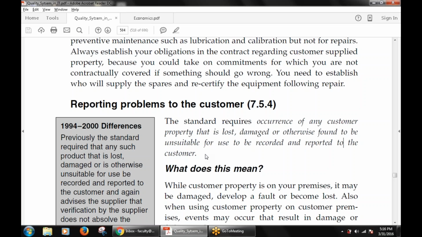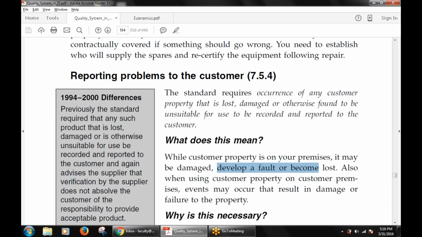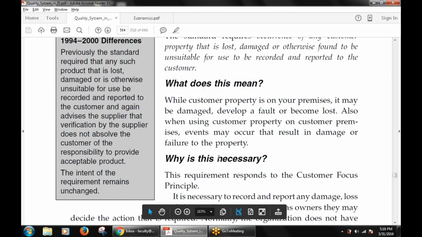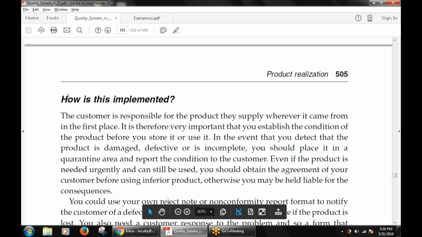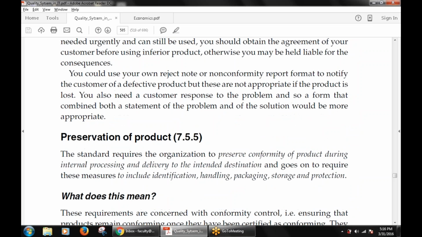What does this mean? So while the customer property is on your premises, it may be damaged, develop a fault, or become a loss. Why is it necessary? That responds to the customer focus principle. How is it implemented? So the customer is responsible for the product they supply wherever it came from in the first place. It is therefore very important that you can establish the condition of the product before you store it for your use. That means there is a warehousing that is provided for the product.